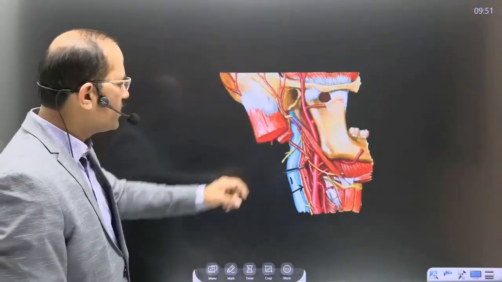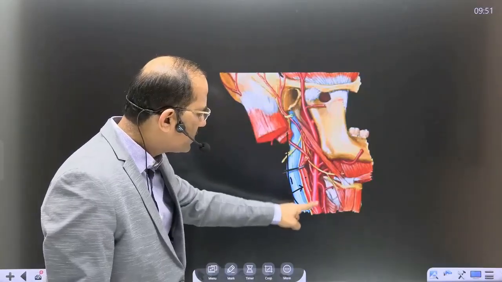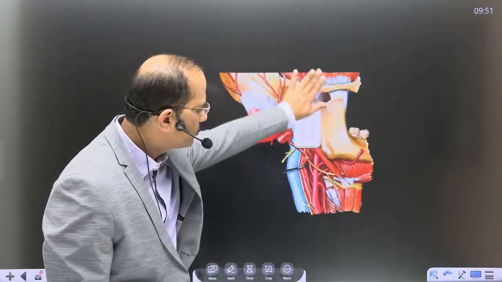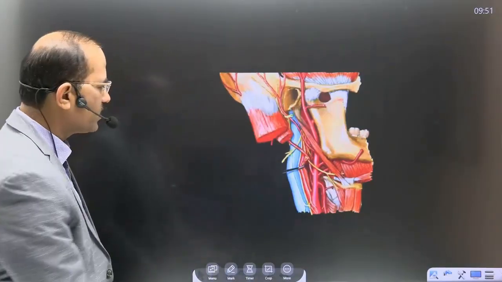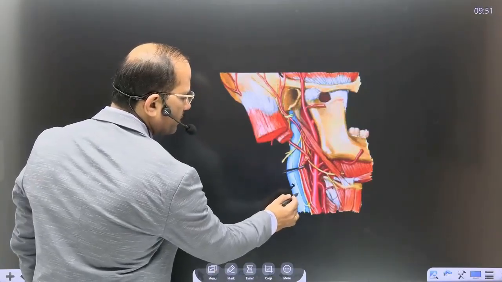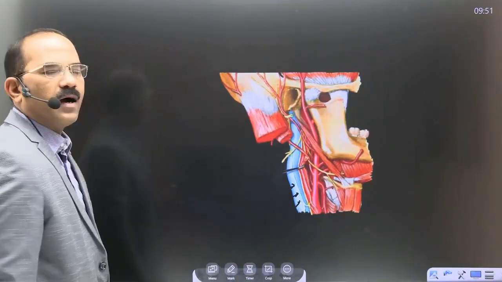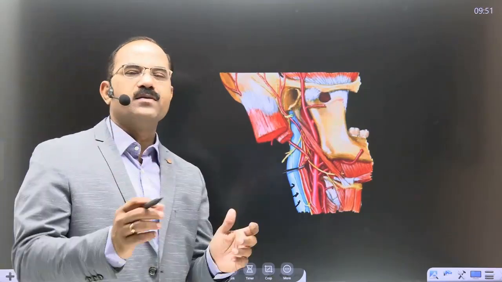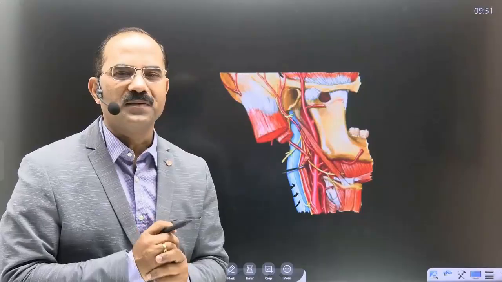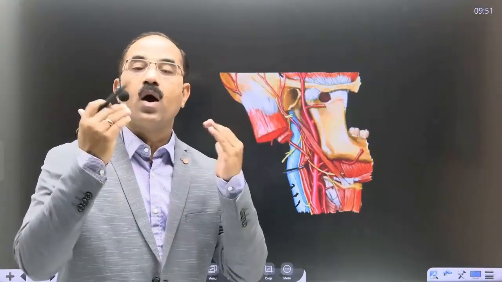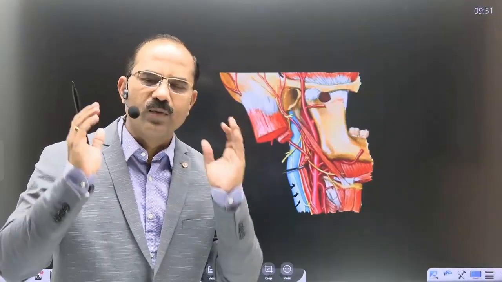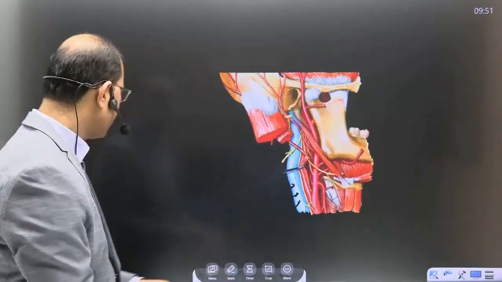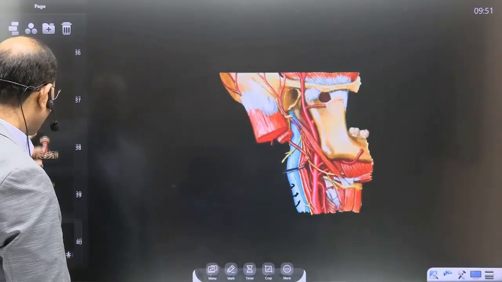And what lies on the anterior wall of the carotid sheath? Students, can you see this U-shaped loop here? This loop is known as the ansa cervicalis. I'll just put arrows for you. So this loop is the ansa cervicalis. This ansa cervicalis lies on the carotid sheath. And what is this ansa cervicalis? How is it formed? What does it supply? That's very, very important. Let us understand this ansa cervicalis.